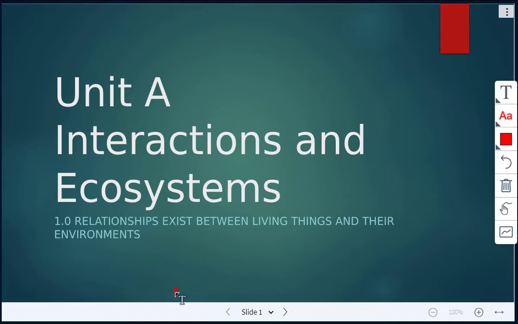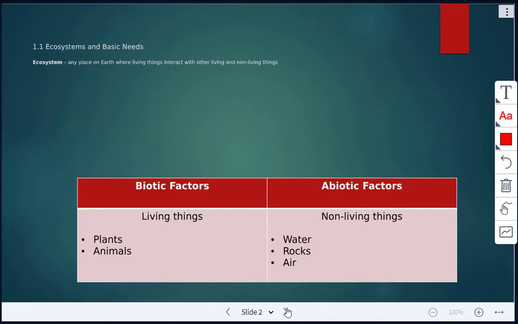So this is our first lesson of our first unit. Our first unit is called Interactions and Ecosystems. And our first topic is called Relationships Exist Between Living Things and Their Environments. Today we'll be going over a lot of the key terms that you are required to know and be able to define. So first, ecosystems and basic needs.